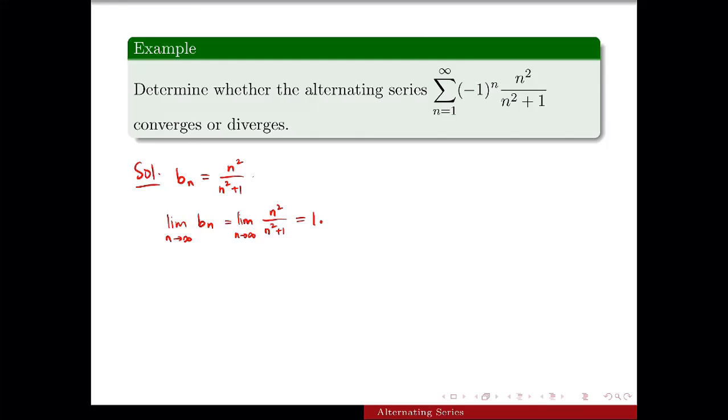Look, for even integers n, the limit as n approaches infinity, passing through even integers only, take note of that, of negative 1 to the n squared over n squared plus 1 is equal to 1.